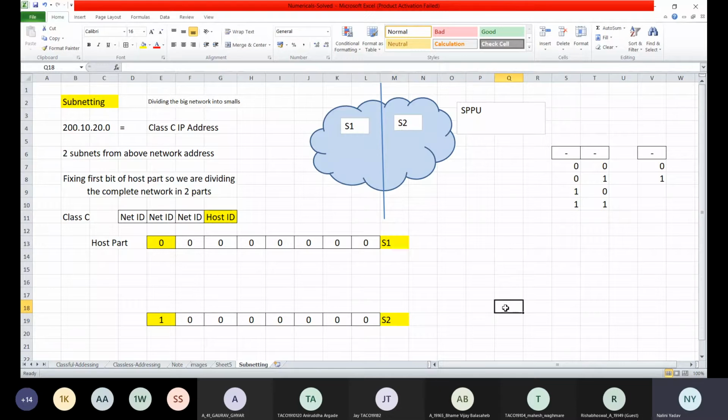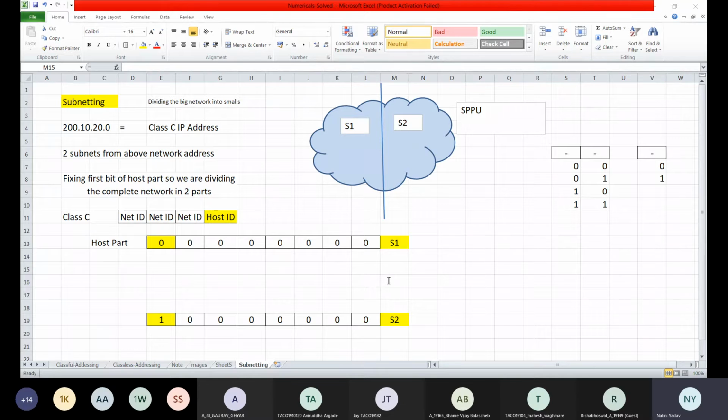So in the networks S1 and S2, the first bit of the host part is fixed, and that will be 0 for S1 and 1 for S2. This is the base of my subnetting part. Correct? Now let us go to different questions from this subnetting part.